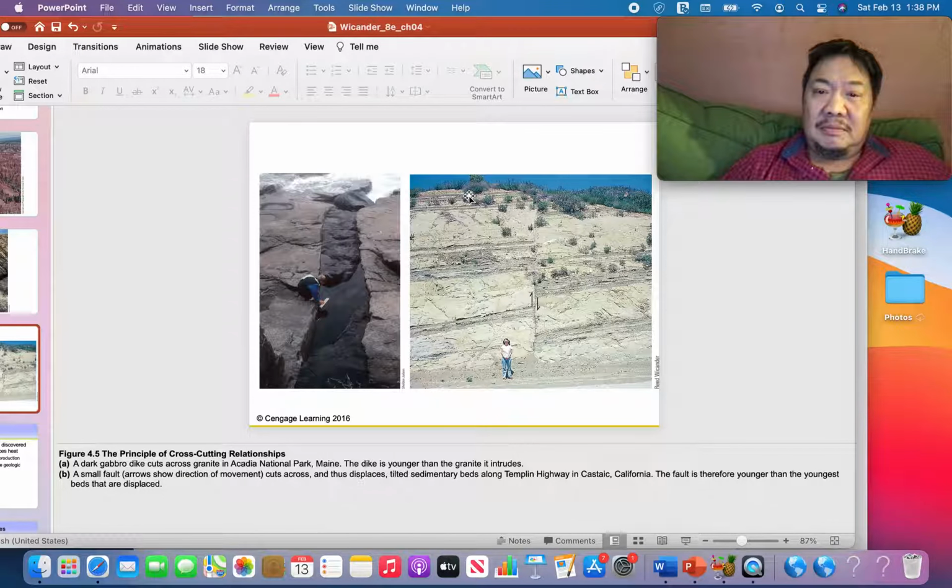The other thing you notice is that the beds are tilted. They're not horizontal. They're dipping, but not very much. They're dipping a little bit, maybe 15 degrees to the west. So these beds are dipping.